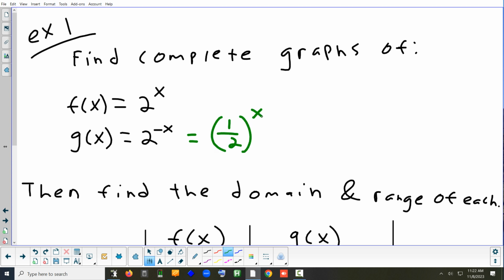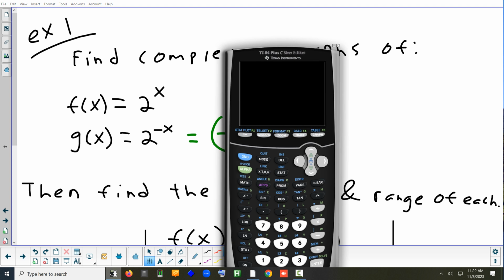Yep. And the big difference between these is f of x has a base bigger than 1. G of x has a base smaller than 1. When you look at it like this, you may say that base isn't smaller than 1. Well, technically it is because when you write it properly, it's 1/2 to the x. Okay. All right, let's graph each one and see what happens.